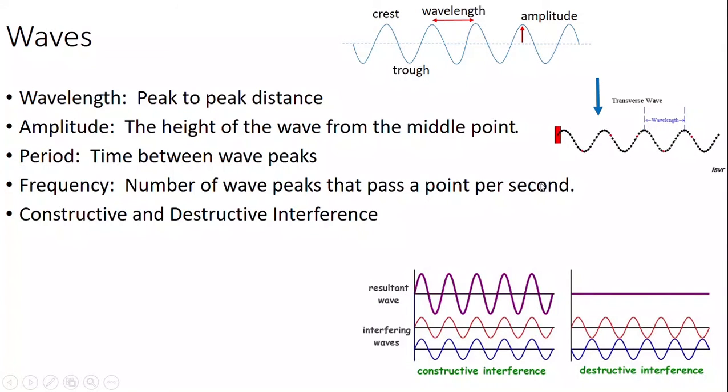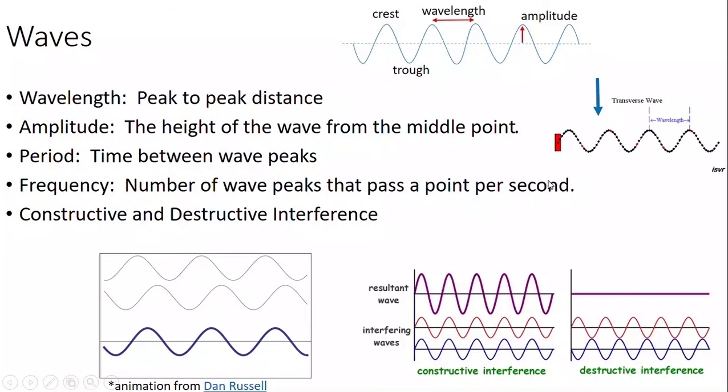Then there's constructive and destructive interference. When two waves pass through each other, they can interfere constructively to create a bigger wave. If they interfere destructively, however, they can actually cancel themselves out. And you can see that happening in this little animation.